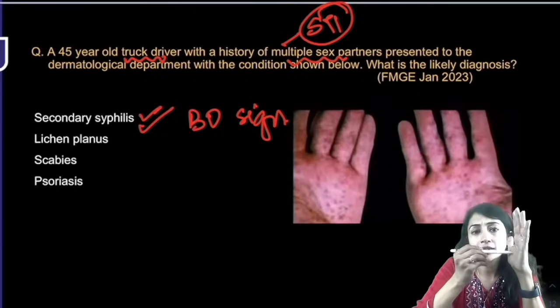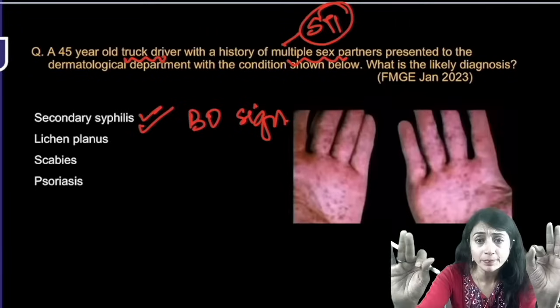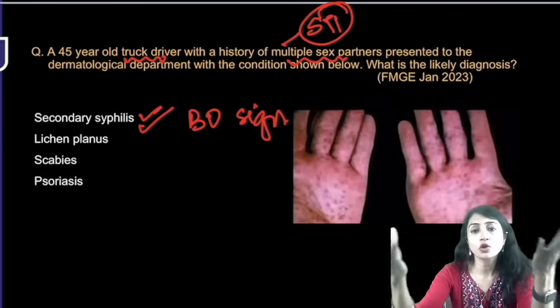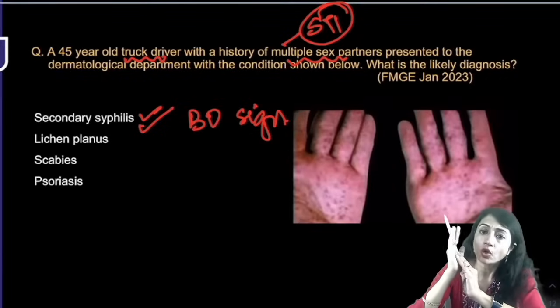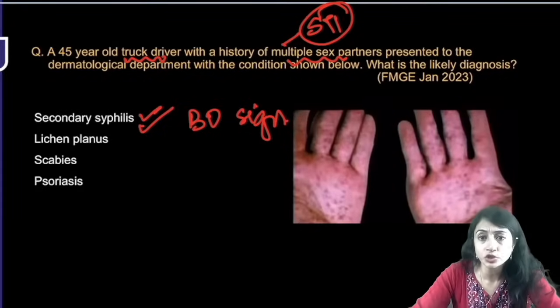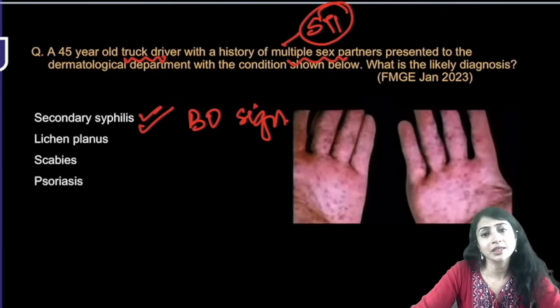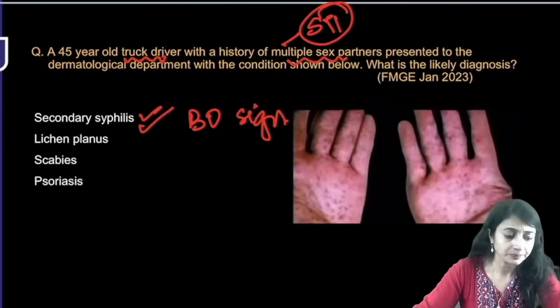So this is a characteristic sign which we do on palms and soles. Presence of these lesions on palms and soles with history of STI, multiple sex partners, is very, very characteristic of secondary syphilis. You should not be confusing it with any of the given options. One, they are not an STI, and second, they do not present like this.